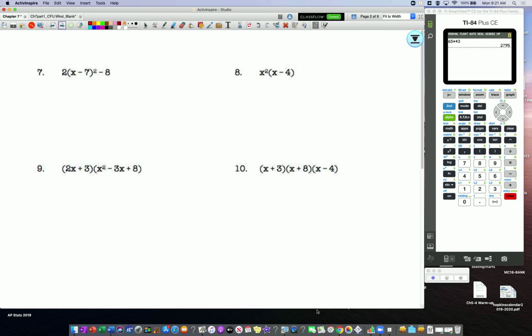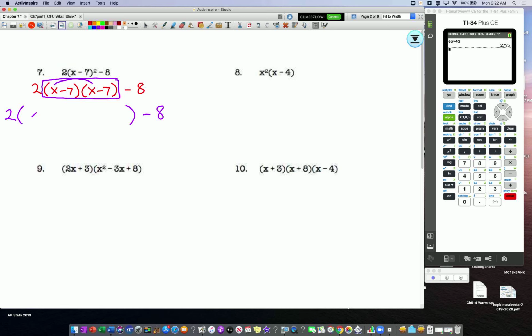So in number 7, notice how I have a 2 on the outside, x minus 7 quantity squared minus 8. Rules of operation say I do the exponent first. So I have 2 times (x minus 7) times (x minus 7), and then subtract 8. So what I'm going to do here is I'm going to take these two pieces here, and I'm going to FOIL. I'll still have a 2 on the outside. I'm going to put all this in the parentheses with the minus 8 on the outside. So I'm going to FOIL.